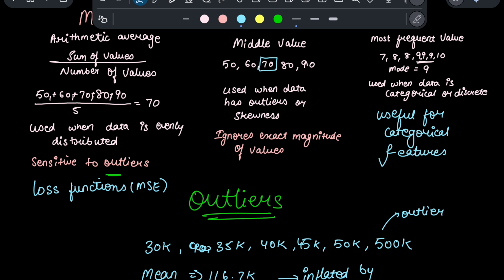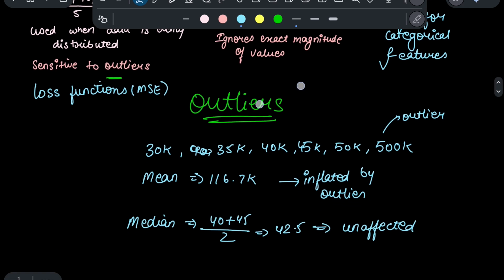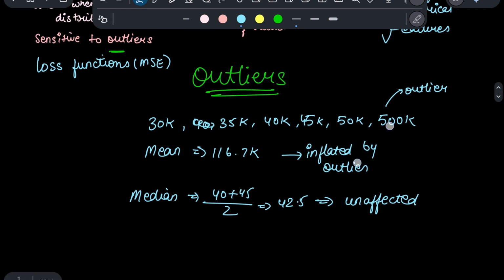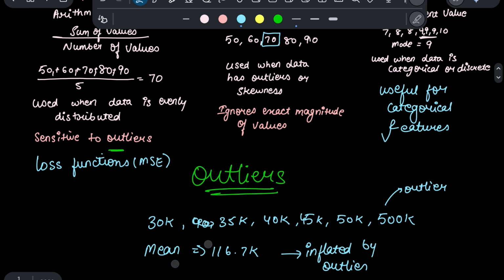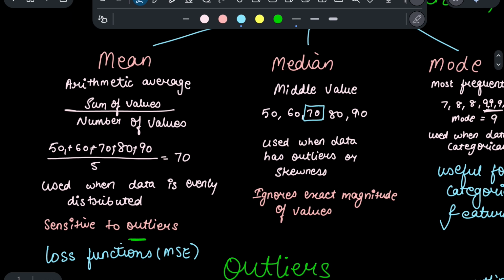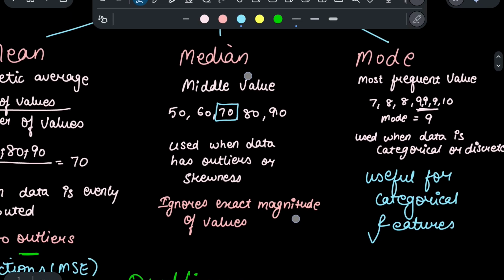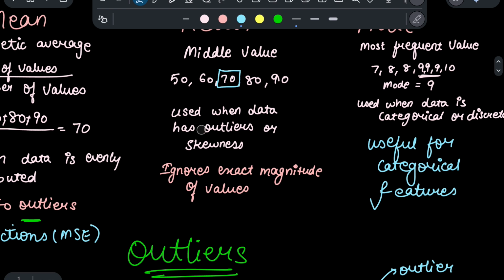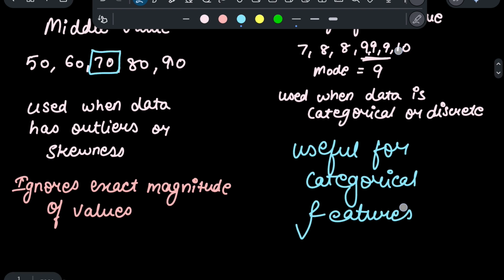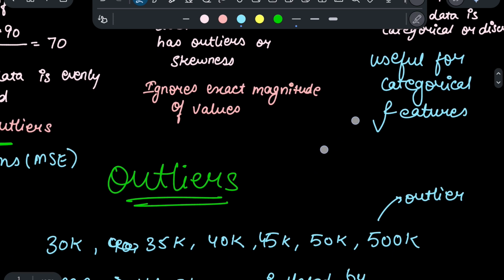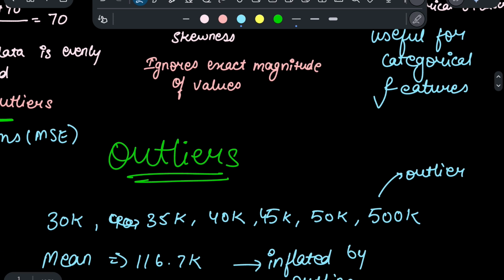Talking about outliers, they can distort training, and models may overfit or misinterpret the patterns. So our key takeaways from today's video are that the mean is easy to compute but sensitive to outliers. The median is resistant to outliers and better for skewed data. The mode is best for categorical or discrete data. And always check for outliers before deciding which measure to use.